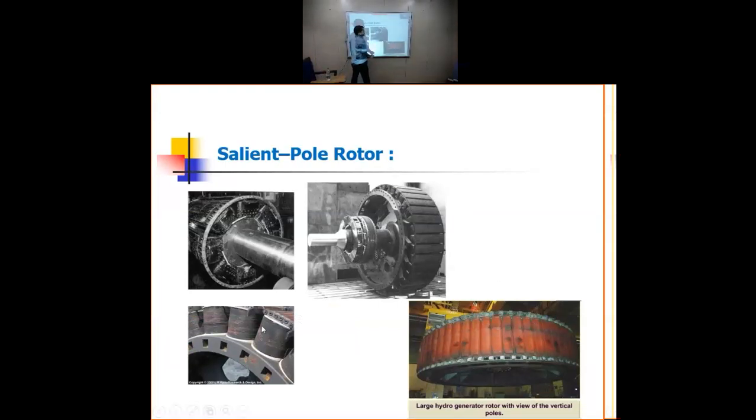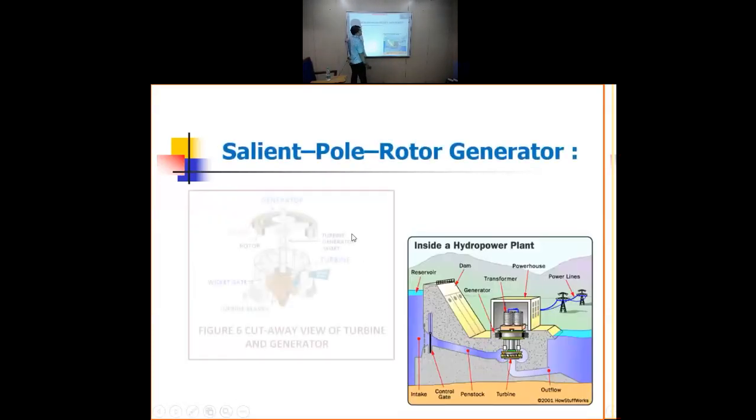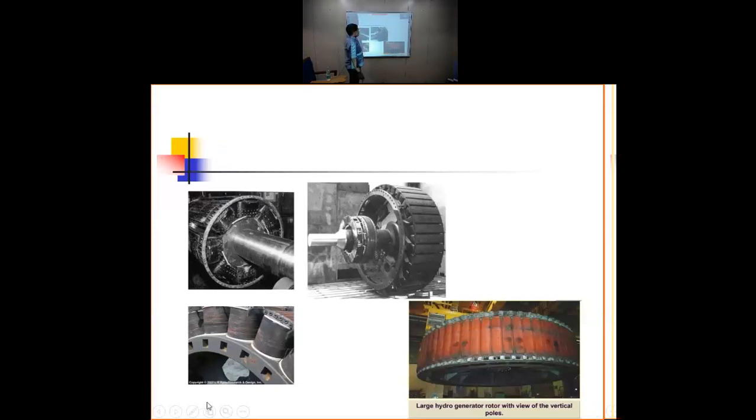Here, some number of poles. You can see North Pole, South Pole, North Pole, South Pole, North Pole, South Pole. In that way, here also again North Pole, South Pole, North Pole, South Pole, North Pole, South Pole. In that way, the poles are there. Here also, if this is a North Pole structure, this will be a South Pole structure. This will be North Pole. In that way, the pole structures are there in salient pole machines.